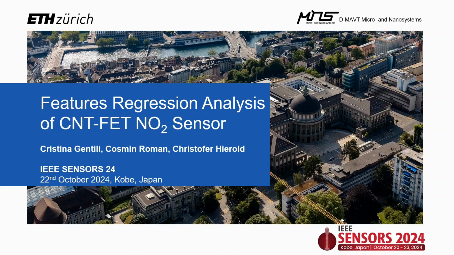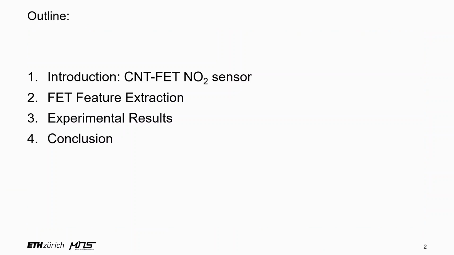And good afternoon. Today I'll be talking about carbon nanotube FET transistors to detect nitrogen dioxide. I'll begin with an overview of the carbon nanotube transistor and how it works as a sensor. Then I will talk about our feature extraction method to extract features from transistor characteristics, and then I will show some experimental results.